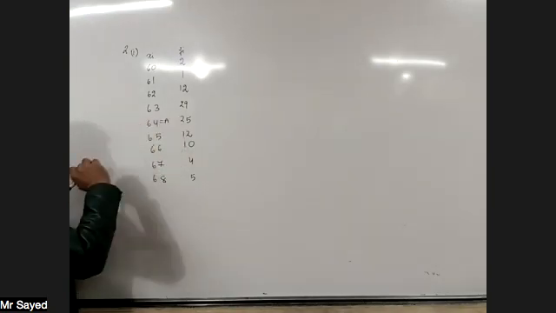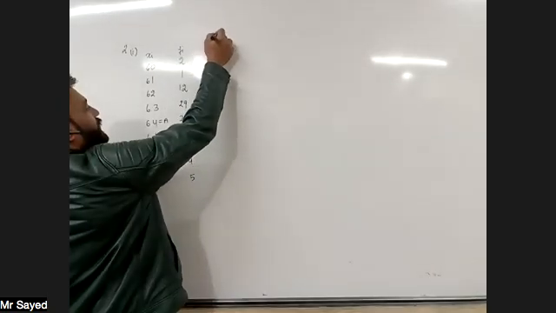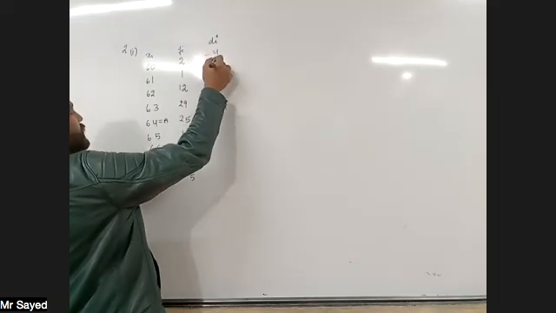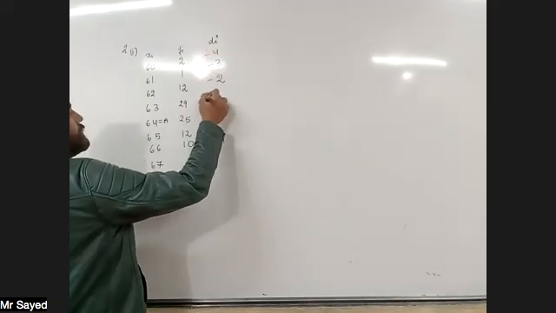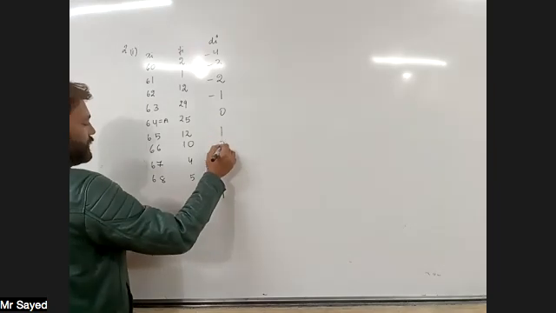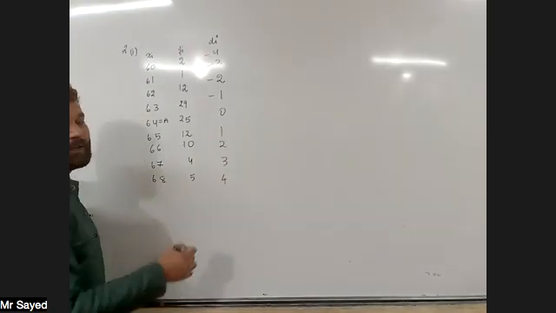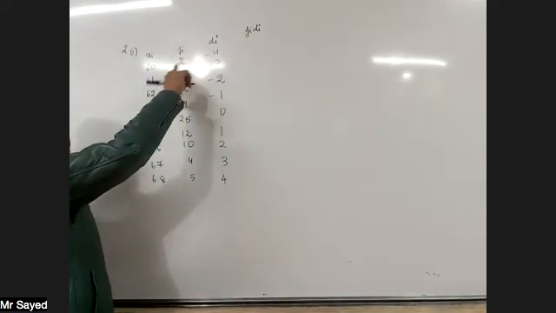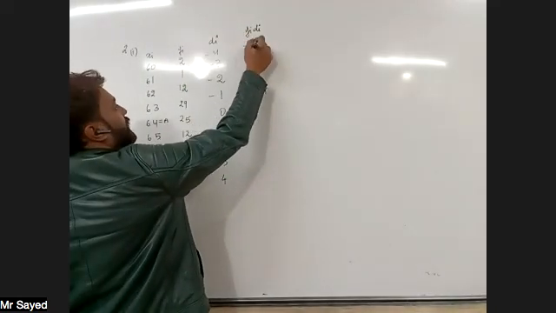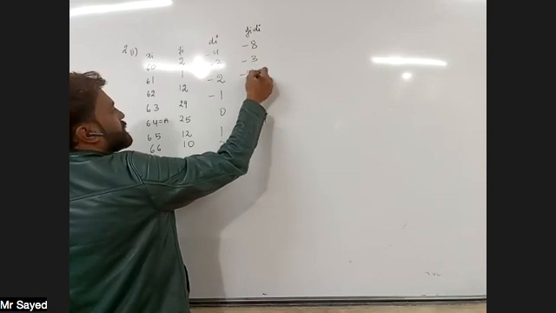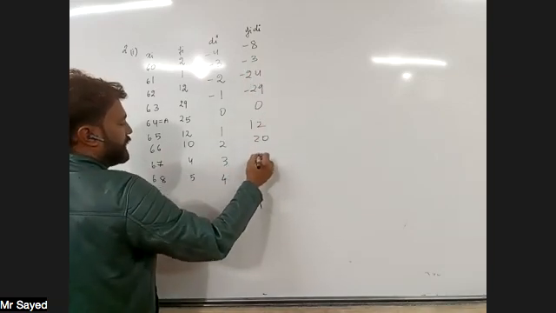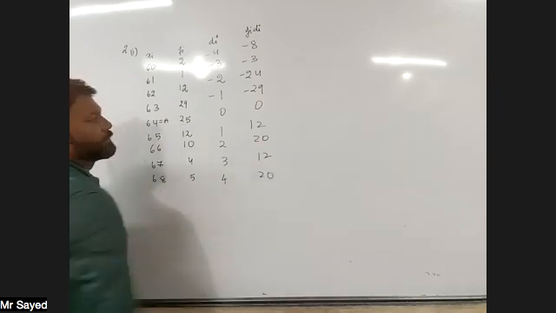Let's take this value as A, that is 64. We'll make a column for di. So this will be 60 minus 64, minus 4, minus 3, minus 2, minus 1, 0, 1, 2, 3, and 4. Now make a column for fi di. Multiply these two. So this will be minus 8, minus 3, minus 24, minus 29, 0, 12, 20, 12, and 20.